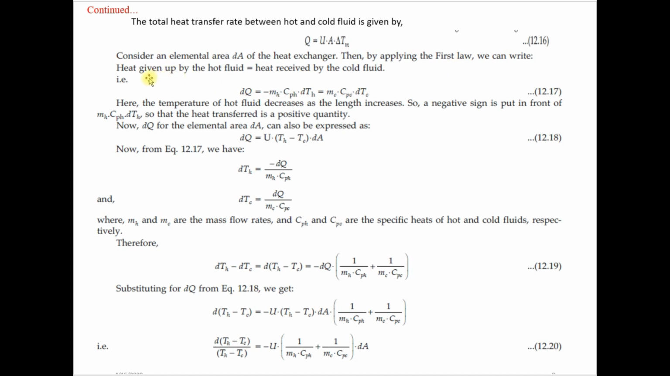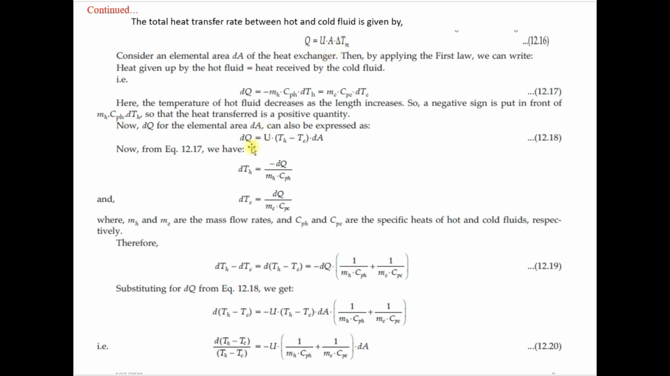Energy lost by the hot fluid is equal to energy gained by the cold fluid. You just have to apply the energy balance equation for the hot fluid and cold fluid. That is nothing but dq = -mh cph dTh = mc cpc dTc. The negative sign, I have already explained, is because the hot fluid is losing its temperature along the length of the heat exchanger.